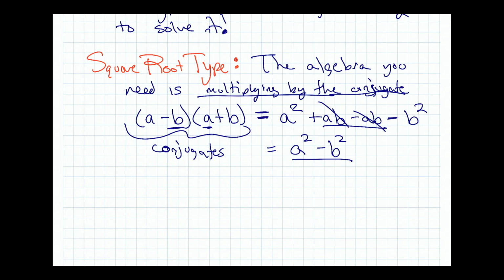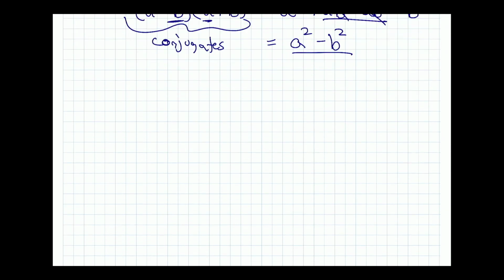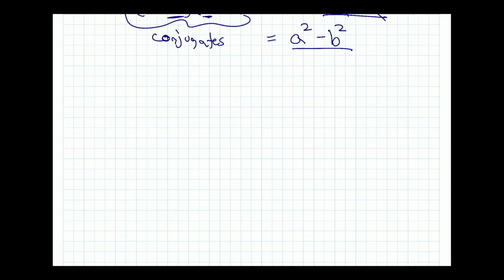Great, but how does that help us? Well, the way it helps us is because on the square root type, it does this. So here's another example. This isn't a limit, but this is going to be a square root thing. What if I have square root x plus 2, and then square root x minus 2? What happens if I multiply those?